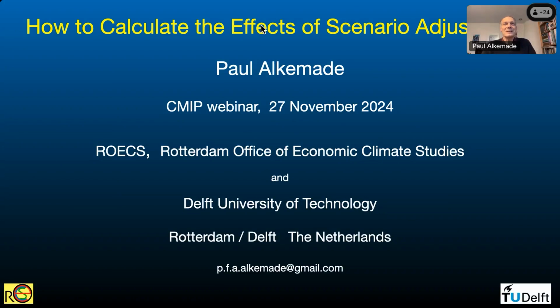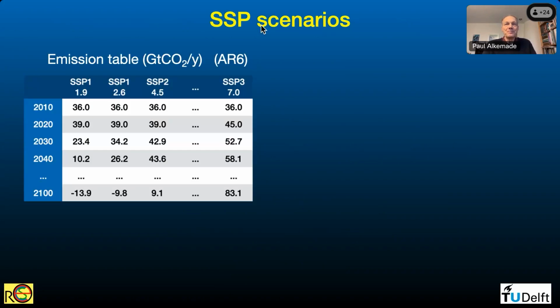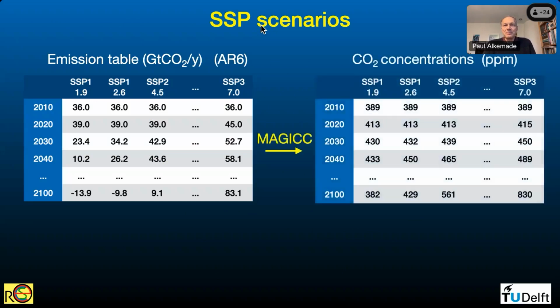Super. Yes. Thank you for the introduction. I will talk in the coming 15 minutes about a way to calculate the effect of scenario adjustments on the concentrations of CO2. To the left, you see a table of a number of SSP scenarios for the rest of the century. But this is only a limited set of scenarios. Using MAGICC is a way to transfer these emission scenarios from the left to concentration scenarios of the CO2 in the atmosphere, to the right.